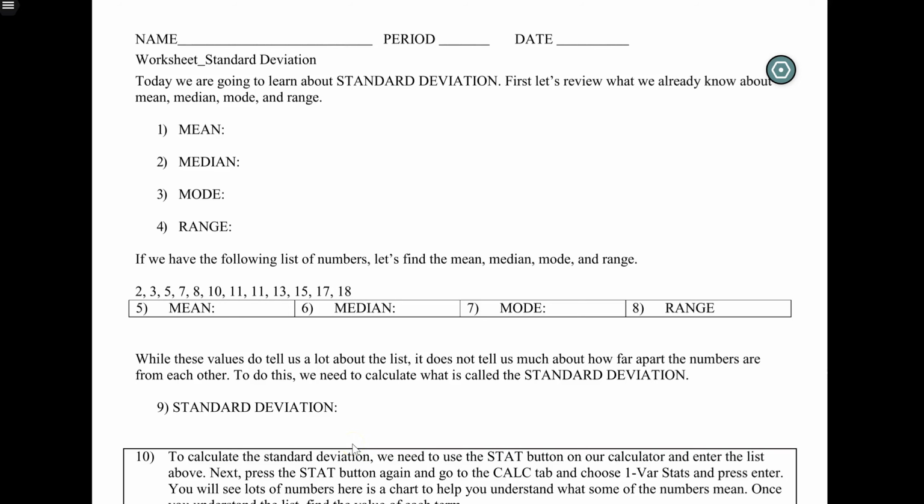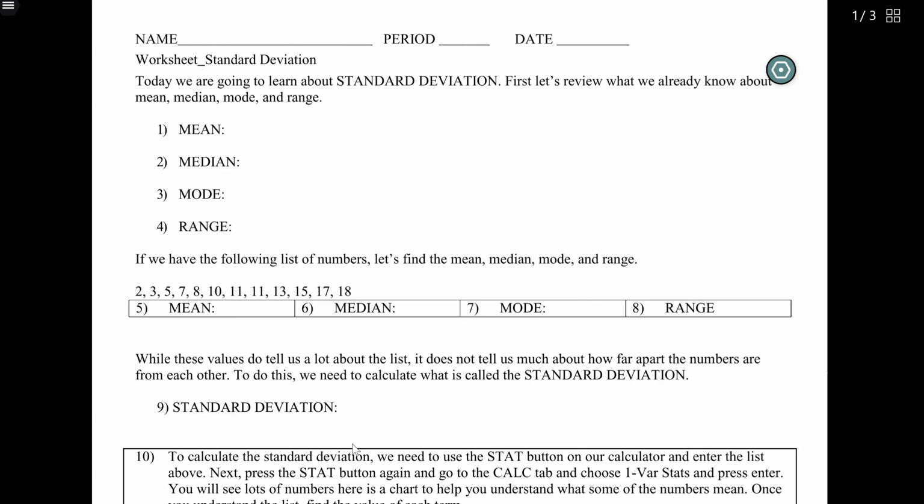Okay, the lesson for today is the standard deviation, and it's the average distance of the points from the mean. To start, let's review some of the concepts we already learned.